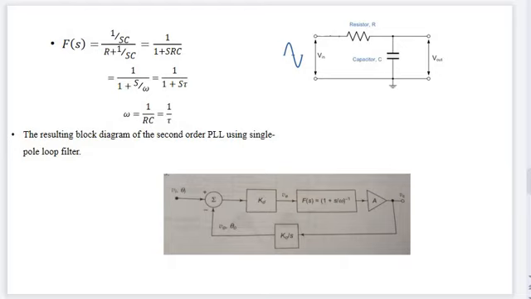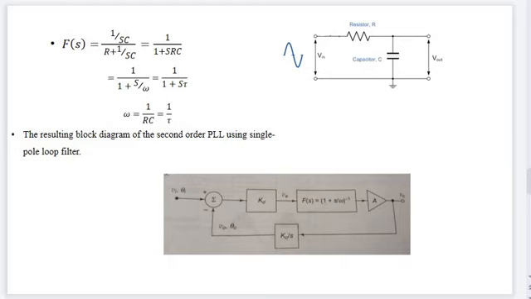So 1/RC is replaced by ω. So 1 divided by 1 plus s/ω, or 1 divided by 1 plus sτ. So τ is equal to RC, which is equal to 1/ω. The resulting block diagram of the second order PLL using a single pole loop filter is shown in the figure.